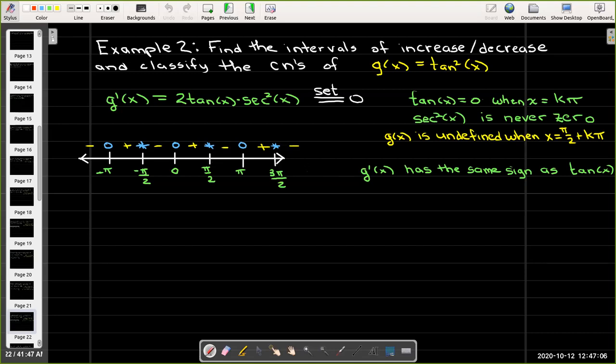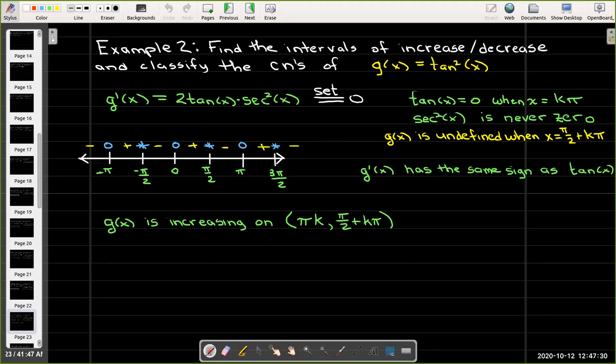And so that tells me a couple of things in terms of classifying the critical numbers. What would that tell me? That would tell me that at each critical number, I'm going down, then up, down, then up, down, then up. So those should all correspond to local minima.